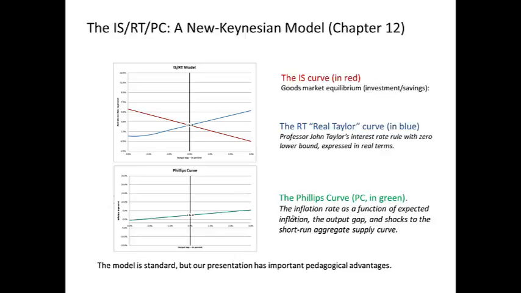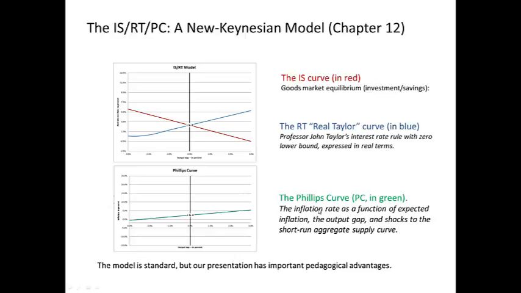Now there are three equations to the model. The first equation is the familiar IS curve that tells us about goods market equilibrium, and that's this red line here that's downward sloping in output gap and real interest rate space. The second equation, which captures monetary policy, we call the real Taylor or RT curve, and that's this guy in blue that slopes upward in output gap real interest rate space. We use this instead of the LM curve, and we're going to be talking about the derivation of this curve in detail in a few minutes.